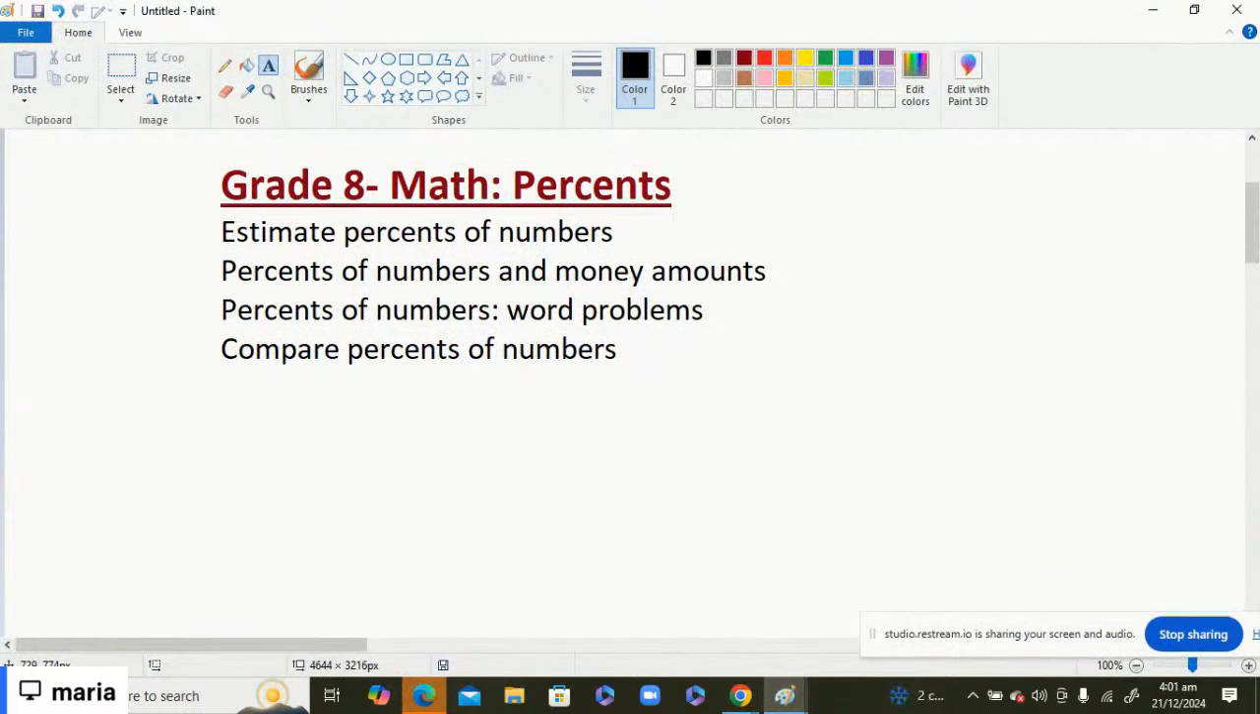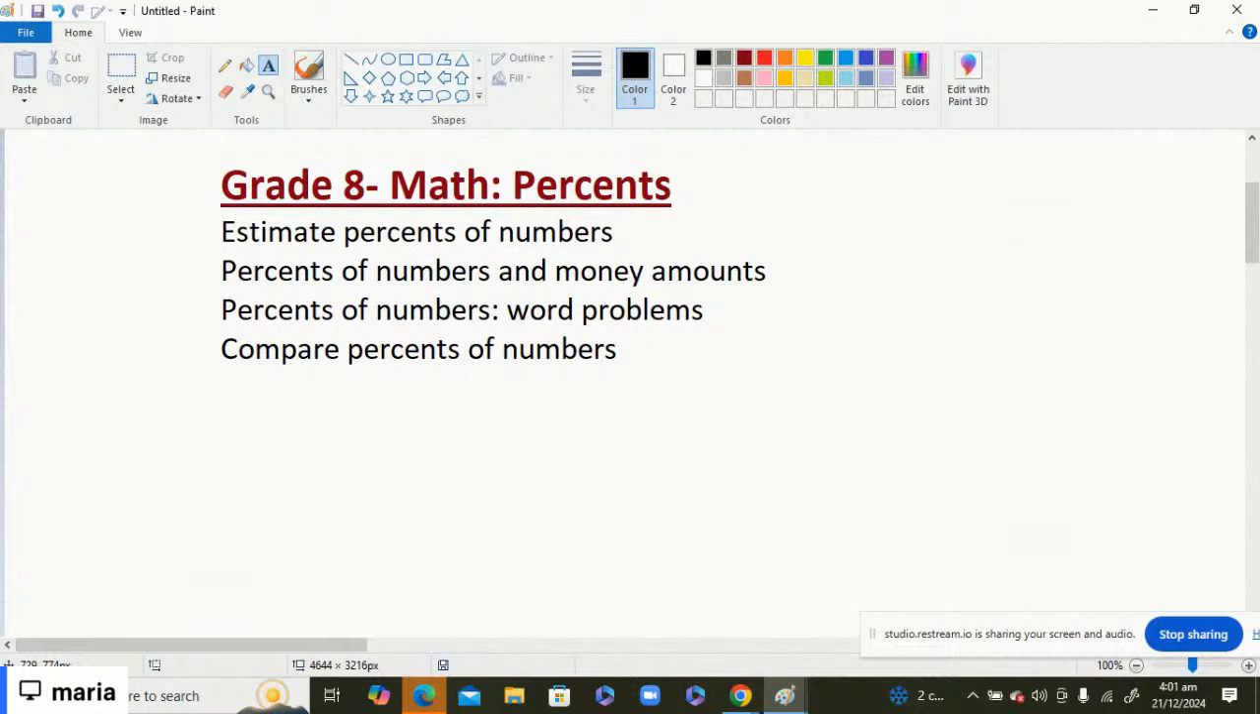So today we are here for graded maths. The chapter we discuss today is percent, and here is the list of the lessons. The first lesson is estimate the percent of a number, then percent of a number and the money amount, percent of a number word problems, and compare the percent of numbers. You can find all the lessons on aplusstudent.com.